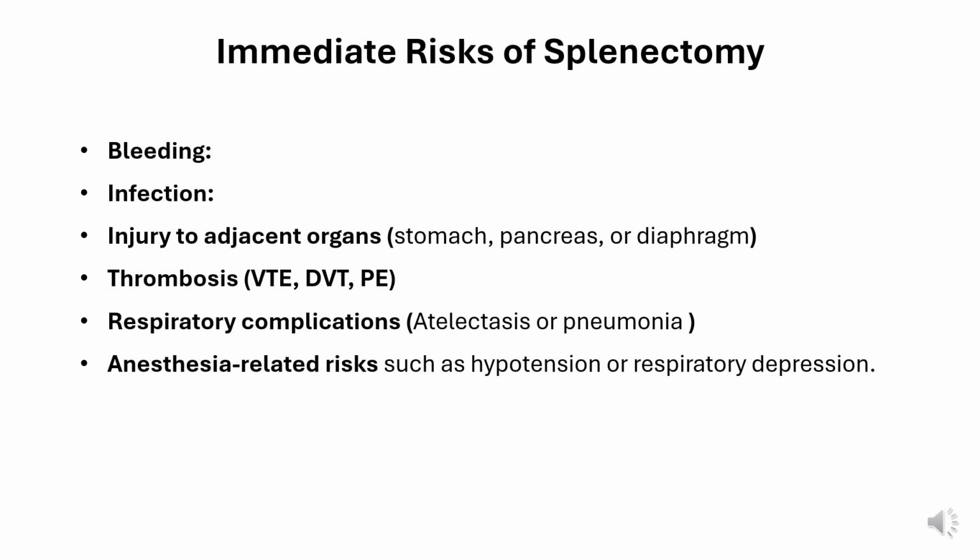Thrombosis: increased risk of venous thromboembolism (VTE), including deep vein thrombosis (DVT) or pulmonary embolism. Portal vein thrombosis can also occur. Respiratory complications: atelectasis or pneumonia due to reduced lung expansion after upper abdominal surgery. Anesthesia-related risks: adverse reactions to anesthesia, such as hypotension or respiratory depression.